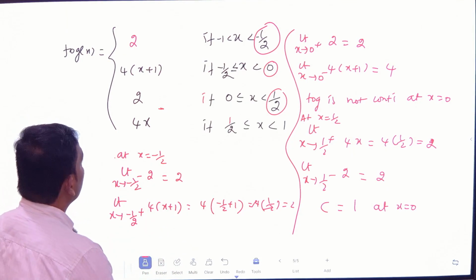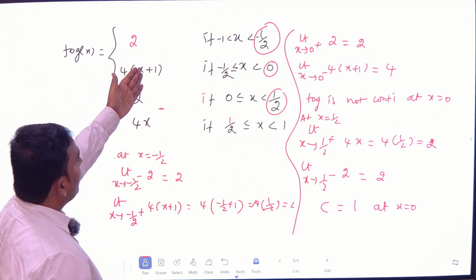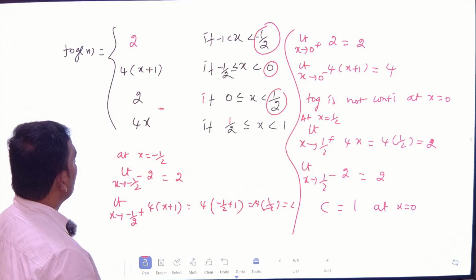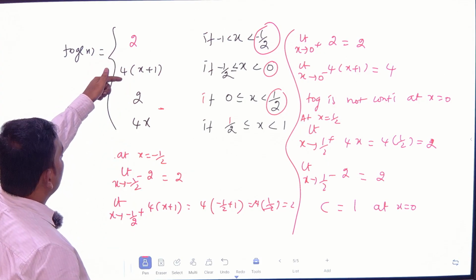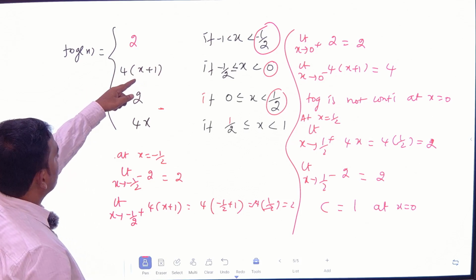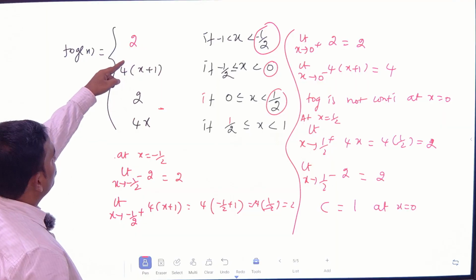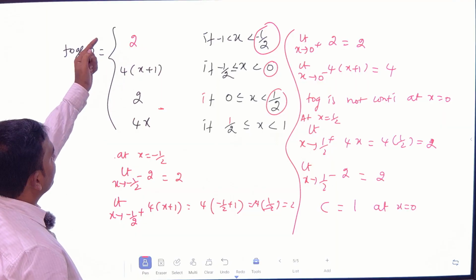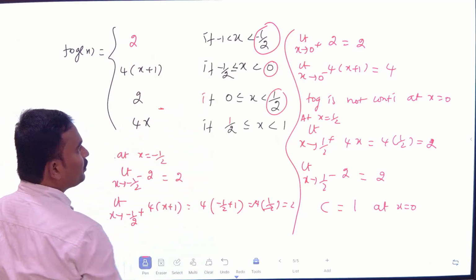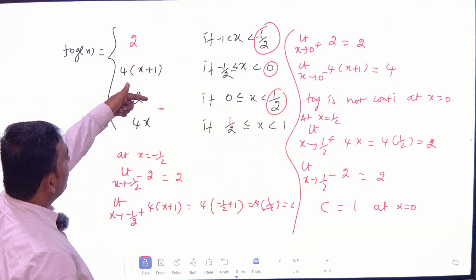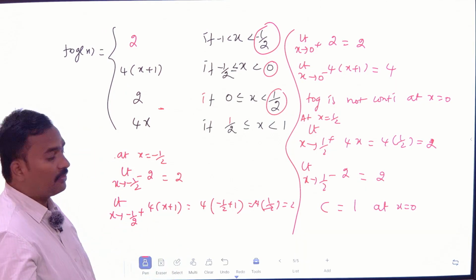We have to check differentiability. How to check the differentiability? You have to differentiate this function, and check the left limit and right limit. If you differentiate 4x plus 4, this is 4, and the other piece will be 0. If you check at minus 1 by 2, the left hand derivative is 0 and the right hand derivative is 4, so minus 1 by 2 is not differentiable. And at x equal to 0, it is not continuous, so not differentiable.